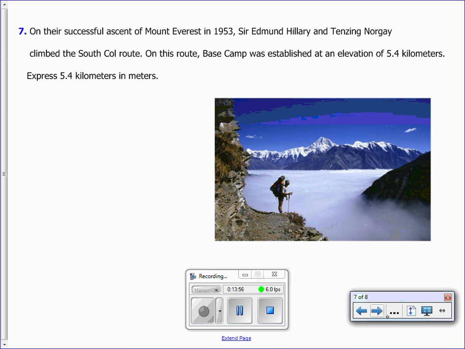On their successful ascent of Mount Everest in 1953, Sir Edmund Hillary and Tenzing Norgay climbed the south route. On this route, base camp was established at the elevation of 5 4/10 kilometers. Express 5 4/10 kilometers in meters. Class, what is 5 4/10 kilometers in meters? Megan? Good.